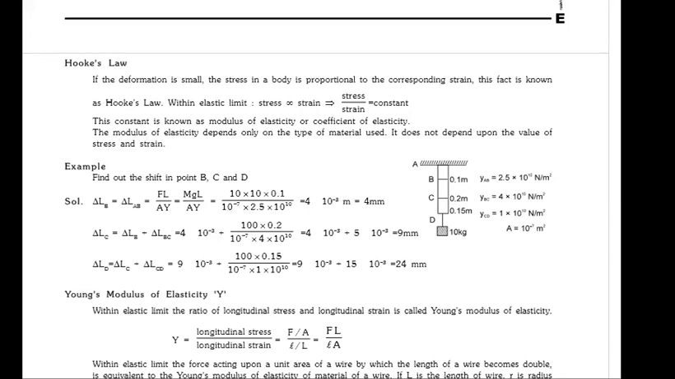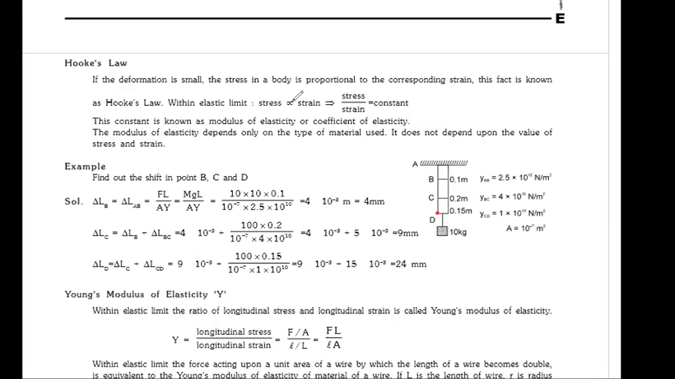But in order to do so, whenever I find change in length in C, it should be change in length in B plus change in length in BC. Yes or no? Because when I talk about this point, I'm talking about how much this point will go down, plus how much this point will go down, plus how much this point will go down. Got it? Very good. So we will just see what type of questions.